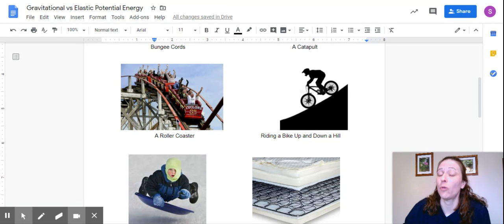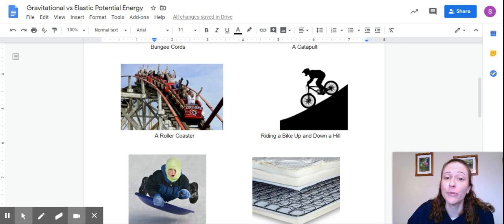Now, as many of you know, you tend to travel up a really tall hill when you ride a roller coaster. So, a roller coaster is an example where gravity is being used, and this is gravitational potential energy. The higher up you go, the faster you are able to go on the roller coaster. Okay, so once again, this is gravitational. The individual who's riding up and down the hill on the bike is also using gravitational potential energy. They are going to get their kinetic energy from how high up on the hill they go.